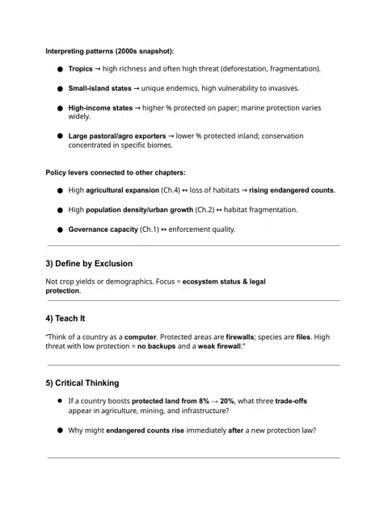Moving on to small island states, these places are home to many unique endemics, species found nowhere else in the world. But because of their limited size and resources, they are especially vulnerable to invasive species, which can quickly upset their fragile ecosystems. When we consider high-income states, we often see a higher percentage of protected areas on paper.